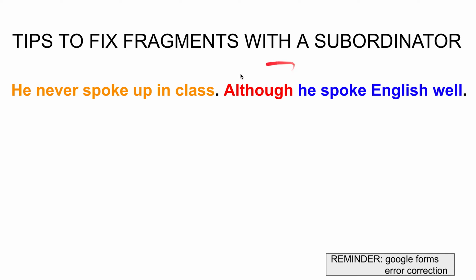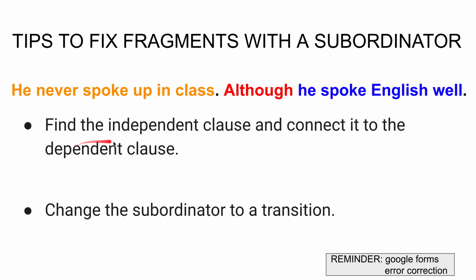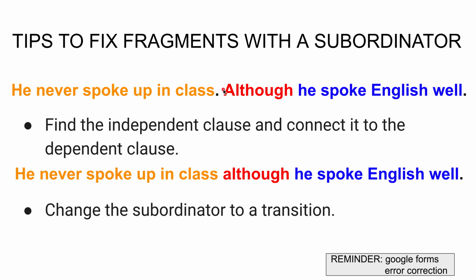You can see that although is a transition and it starts a dependent clause, but this dependent clause is not attached to an independent clause, so we have a fragment. So how do we correct this? Well, first you can find the independent clause and connect it to the dependent clause. So we have our dependent clause, our independent clause, we just combine them.